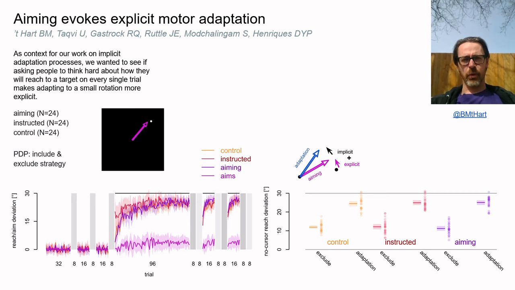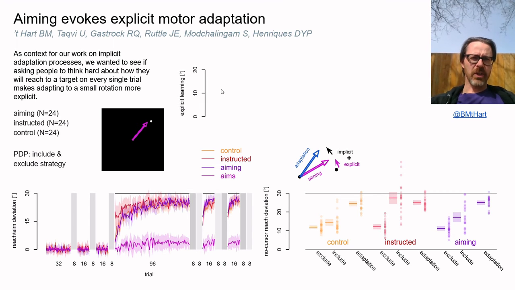So instead, we are going to look at the include strategy no-cursor reach directions. For the control group, these are somewhat different, but only barely, from implicit reaches. For the instructed group, these are very different, and the aiming group is somewhat in between. So I'm going to use the difference between include and exclude strategy in all groups as a measure of explicit learning for now. I will use aiming later on. That's what we see on the y-axis here, include minus exclude.